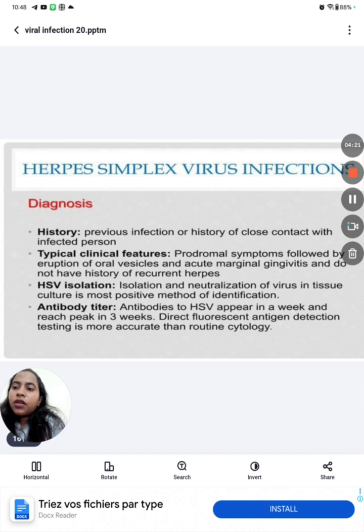For the diagnosis, history is needed. The clinical features include symptoms followed by the eruption of oral vesicles and acute marginal gingivitis, with no history of recurrent herpes. Then HSV isolation, with neutralization of virus and tissue culture, is the most positive method of identification. Antibody titer to HSV appears in a week and reaches a peak in 3 weeks. Direct fluorescent antigen detection is more accurate than routine cytology.